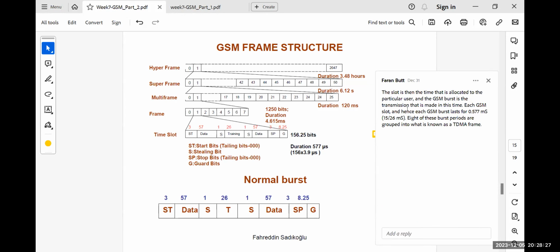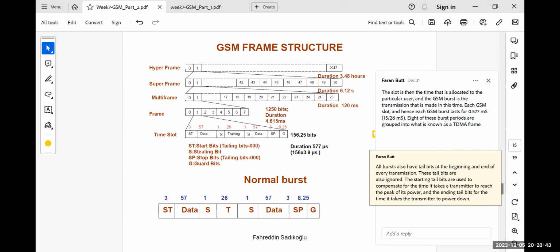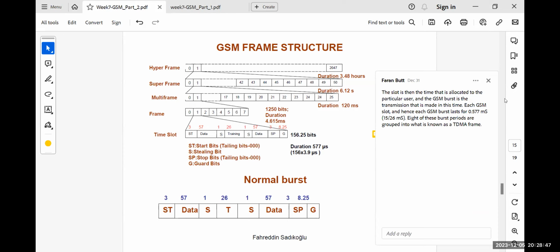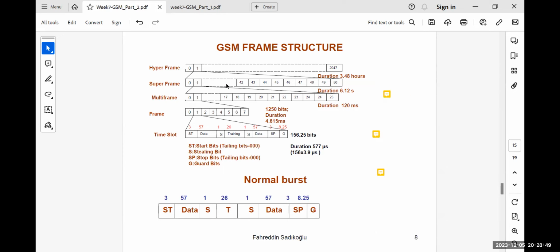Okay, so I was talking about the slot. The slot is the time that is allocated to a particular user, and the GSM burst is the transmission that is made in this time. So each GSM slot, and hence each GSM burst, lasts for 0.577 millisecond, that is 577 microseconds. Each of these burst periods is grouped into what is known as a TDMA frame, right? So this is the time division multiple access that is happening in a certain GSM frame, right? So in a frame, you are allocated a certain time slot.